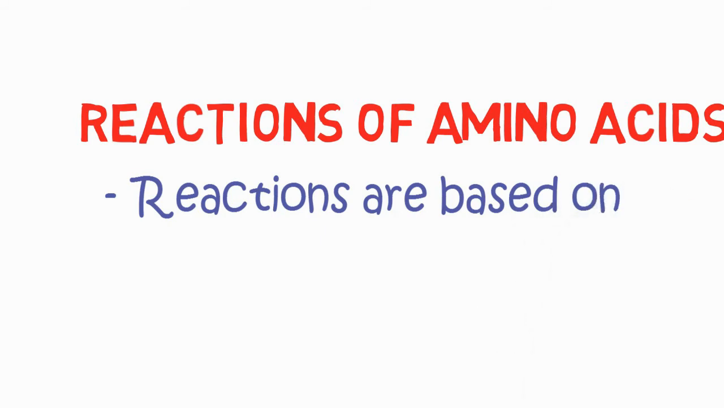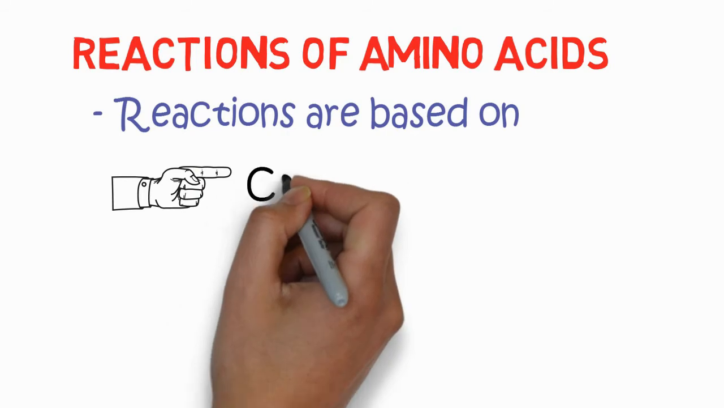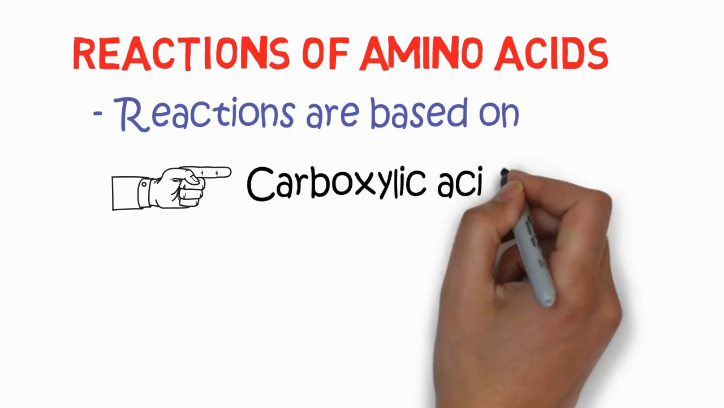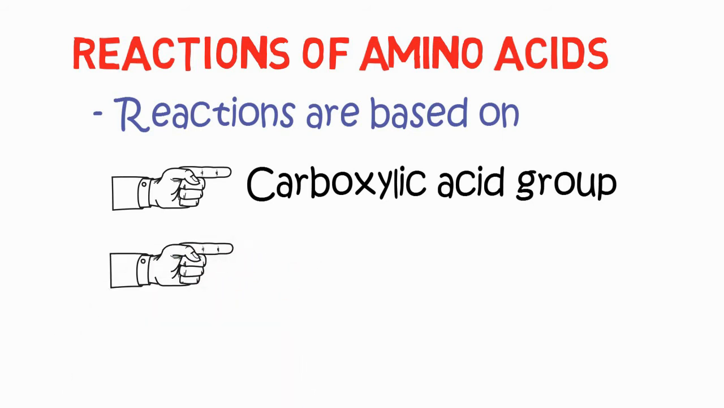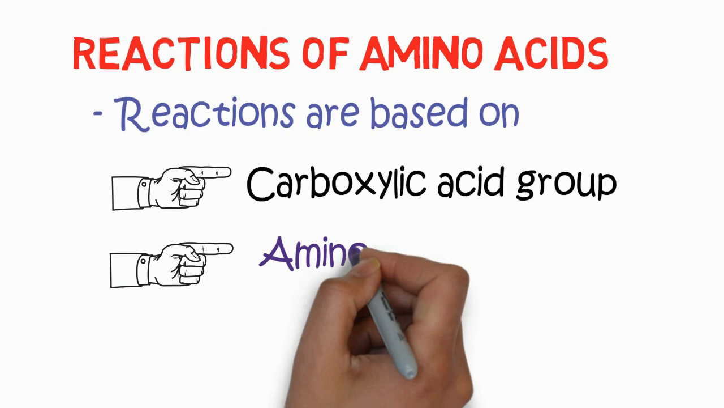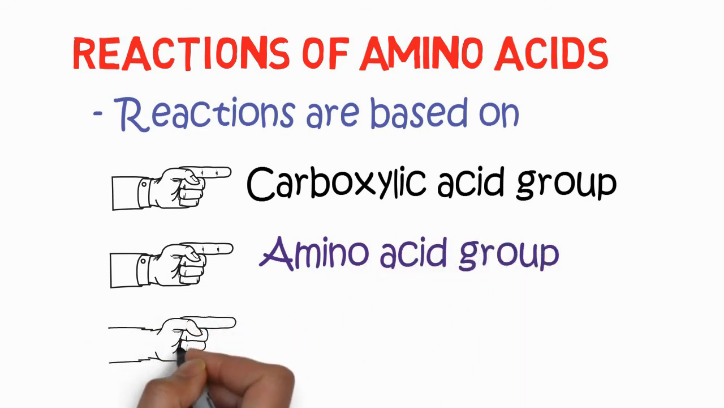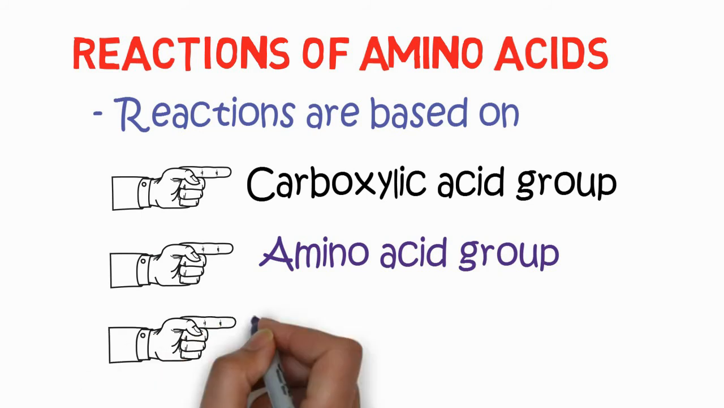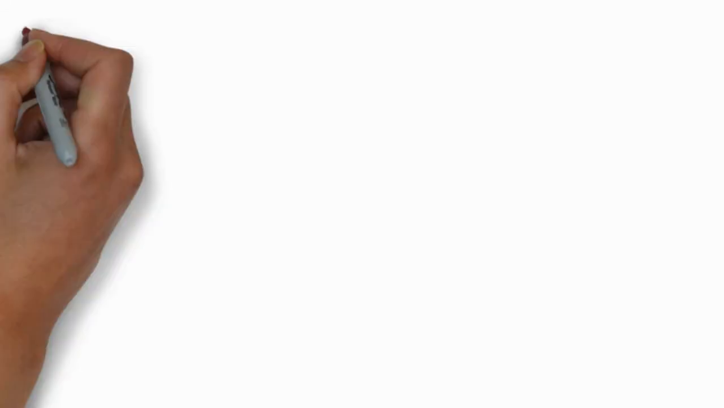Now reactions of amino acid. Amino acid reactions are usually based on either carboxylic acid group, or they are because of the amino acid group, or they may be because of the double bond present in aliphatic chain, or only aliphatic chain. So the reactions of amino acid are based upon these three properties.